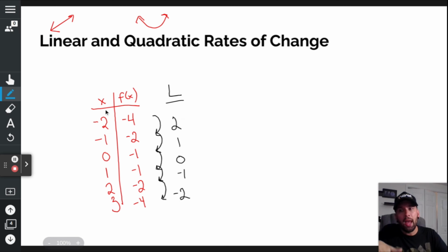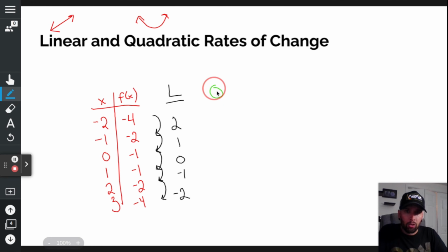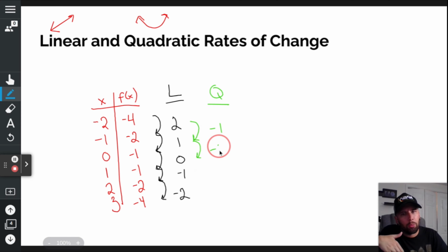So now if we're going to test how quadratic it is, we're going to do the same exact thing with these numbers. How do we get from 2 to 1? Subtract 1. How do we get from 1 to 0? Subtract 1. How do we get from 0 to -1? Subtract 1. How do we get from -1 to -2? Subtract 1.